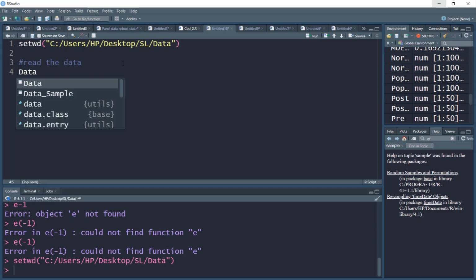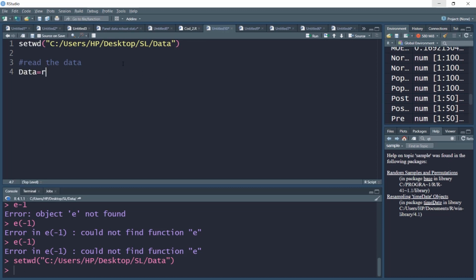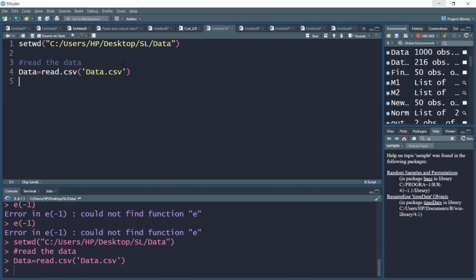Remember, our data is stored at this location, and I simply need to run this read.csv without giving any location, simply because our working directory is already appropriately set. I can run read.csv data.csv, and I can easily read it. Now, as a first step, I need to generate a sample with 50 observations.